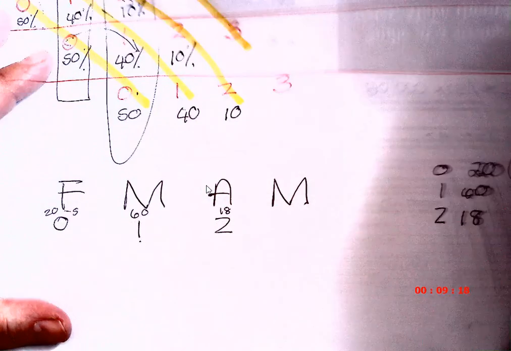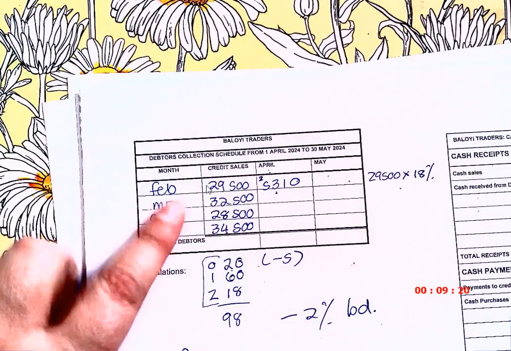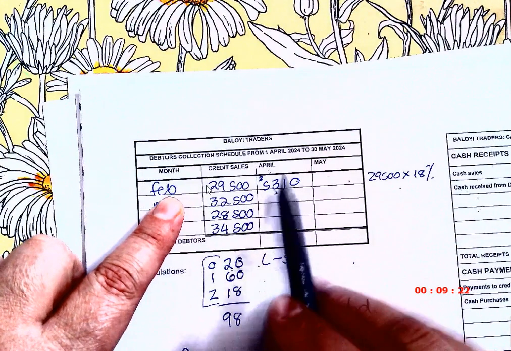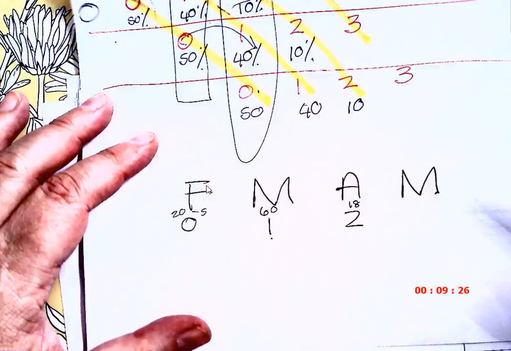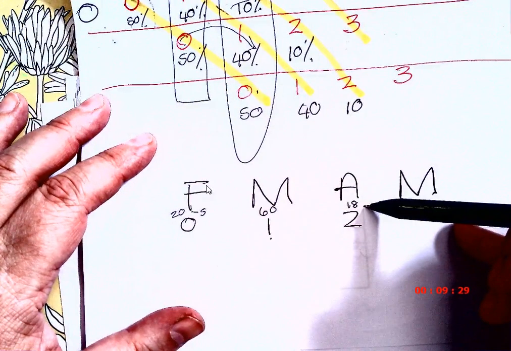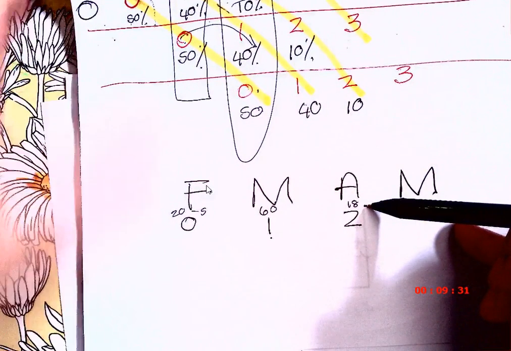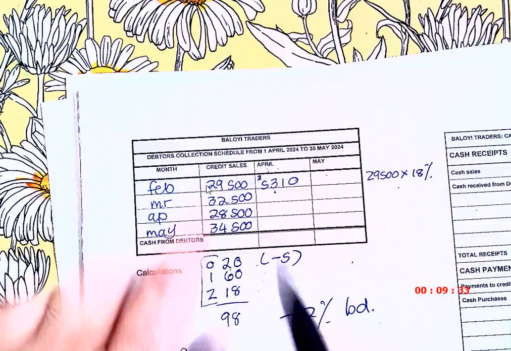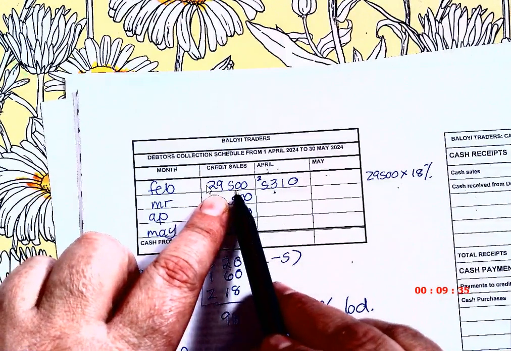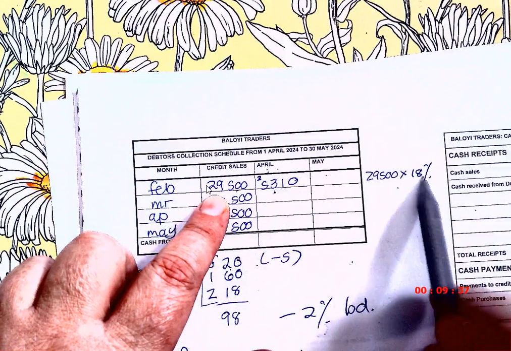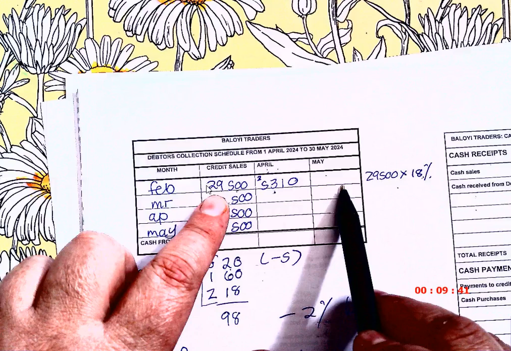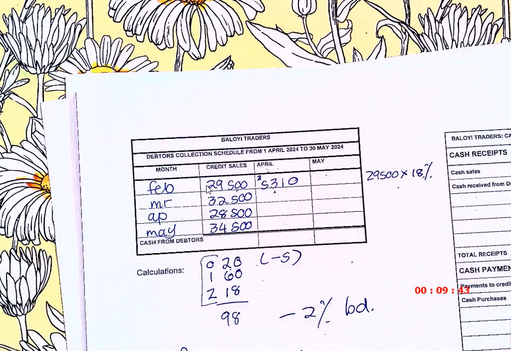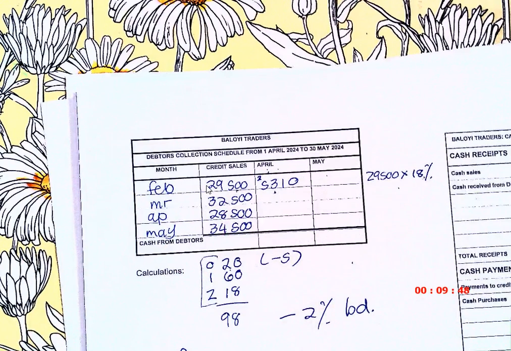So now if I go here, can you see there's February? I only start budgeting in April. Now if I look here, April is 18%. You guys see that? So in other words, 29.5 times 18% gives me April. Am I going to receive anything in May? No, because February, March, April is the only ones on the schedule.